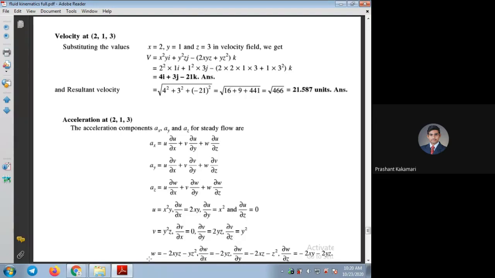Then lastly w. For this we need to take the w terms from the equation. From the equation we know that 2xyz plus yz² with a minus term is given, which is nothing but the small w. So that is taken here. Now for the acceleration in the z direction, we need to differentiate this small w with respect to x, y, z, and also multiply with small u, v, and w, which is given in the problem itself.